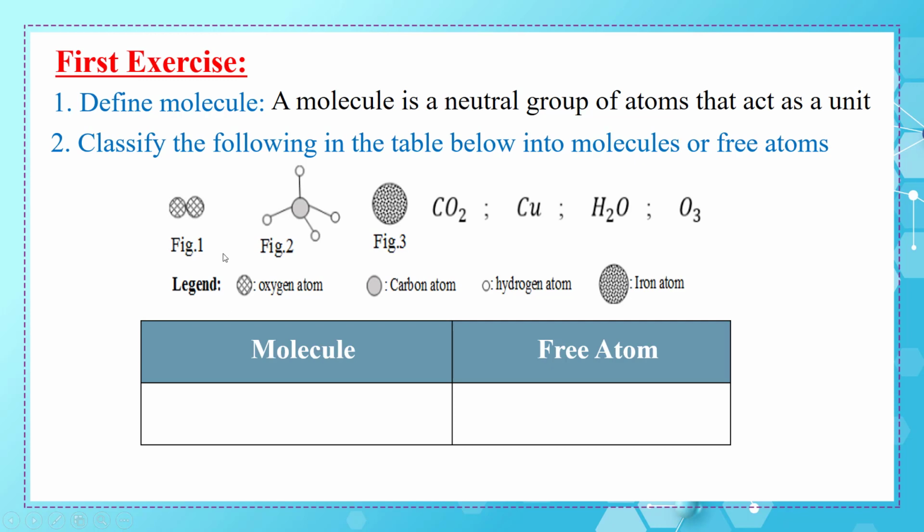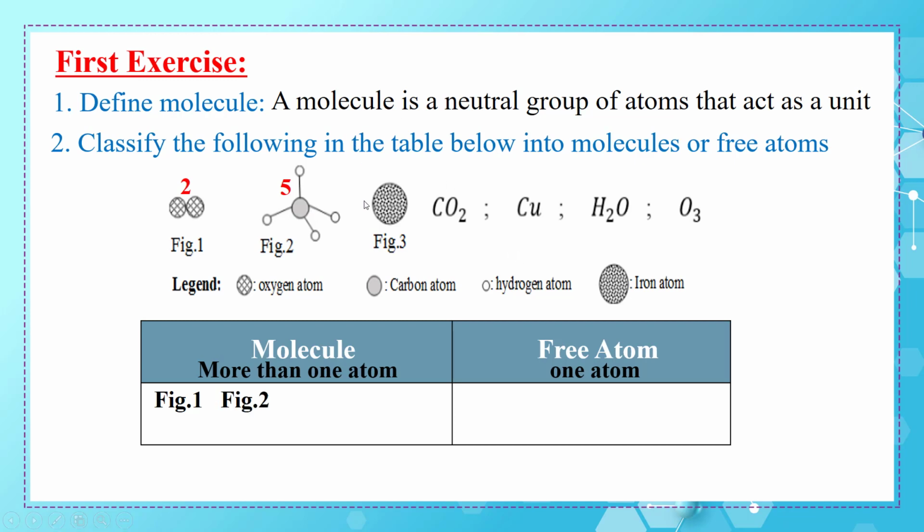What about figure 1? What do we have in figure 1? These balls represent oxygen atoms. How many oxygen atoms do I have here? I have 2. So the definition of a molecule, which is more than one atom, applies to figure 1, which has 2 oxygen atoms. So figure 1 is considered a molecule. What about figure 2? How many atoms? 1, 2, 3, 4, 5. We count the atoms, so we have 5 atoms. Is this a molecule? Yes.